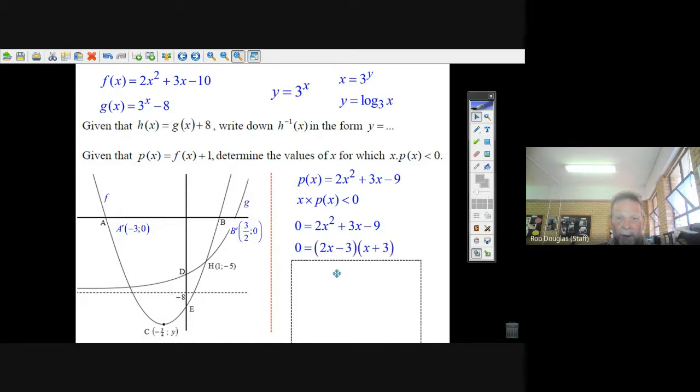Then we factor it. 2x times x is 2x squared, minus 3 times plus 3 is minus 9, plus 6x minus 3x. There it is factored. Okay, so we get x is equal to 3 halves, or x equals minus 3. Now, this parabola that would get pushed up 1 would be hitting at these places, at 3 halves, and at minus 3 and 0.